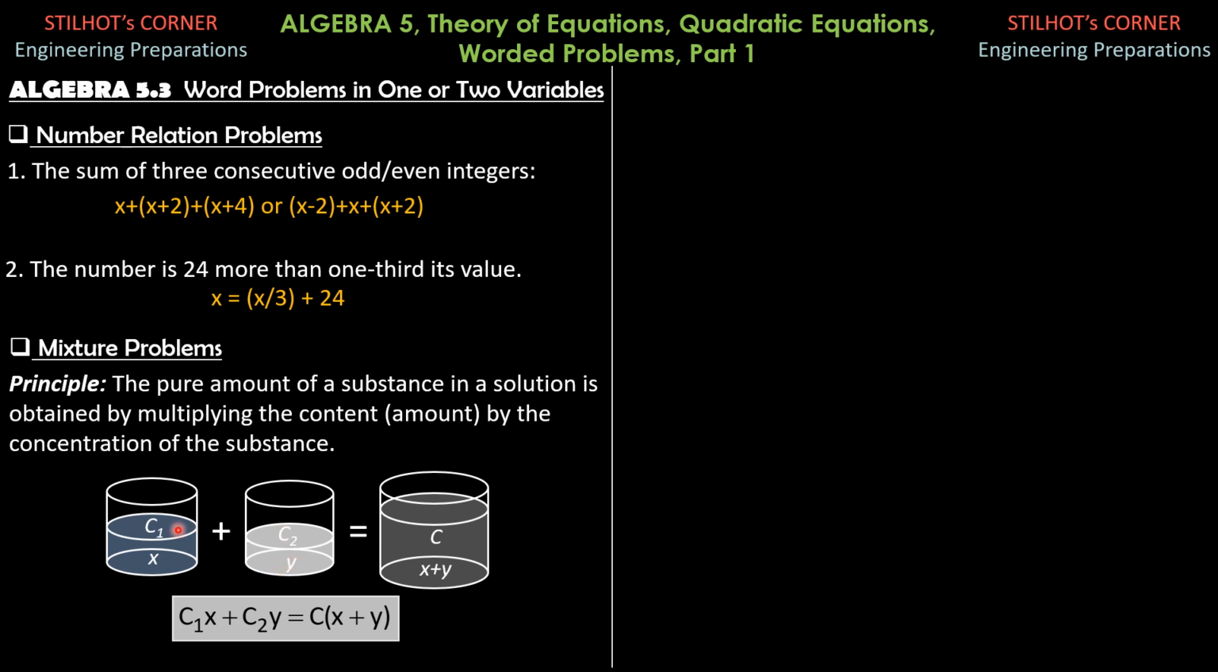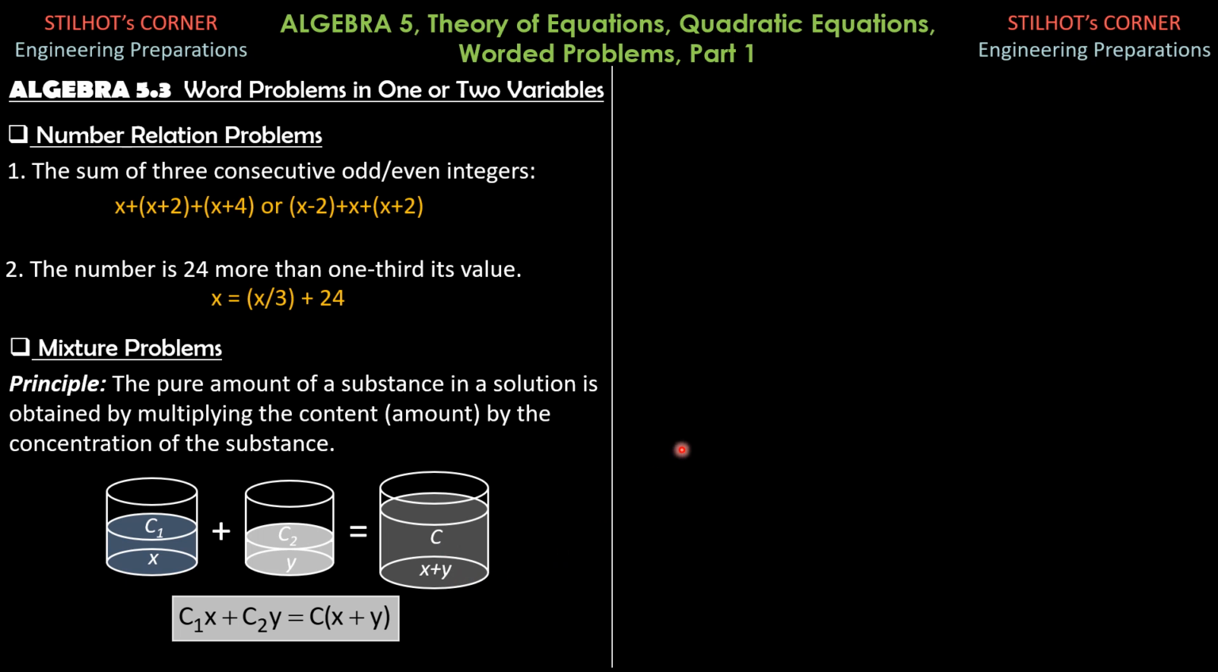If we are talking about an alcohol solution, for example, hydrochloric acid. So the pure amount of hydrochloric acid in the first solution plus the pure amount of hydrochloric acid in the second solution equals, this is the resulting solution, then this would be the total amount. So the pure amount in the final mixture would be C times X plus Y.